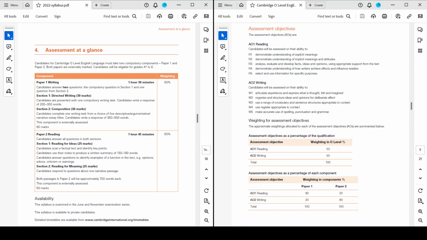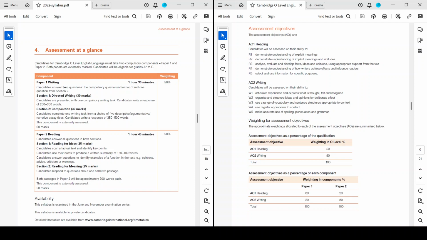Demonstrating an understanding of explicit meanings. Explicit meaning is what is clearly stated in the text. You don't really have to worry too much about it. You don't have to delve deep and put in a lot of mental effort. It's just given there in the text. You need to find it and write it down.